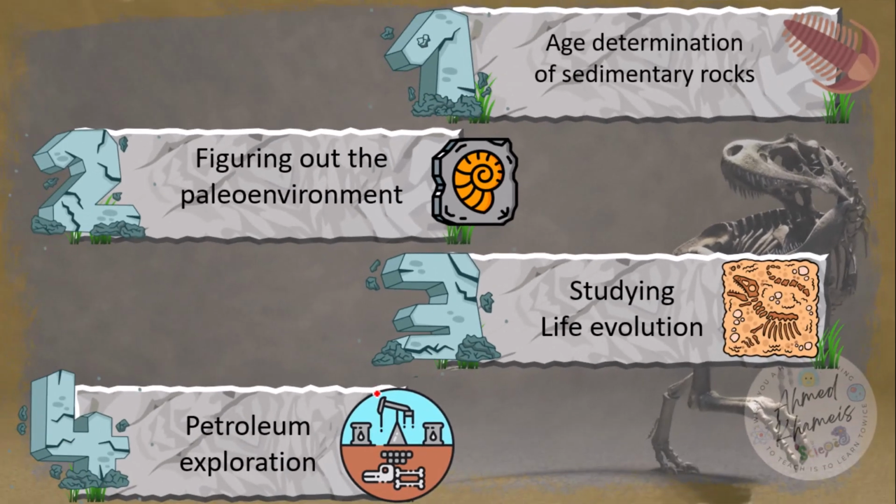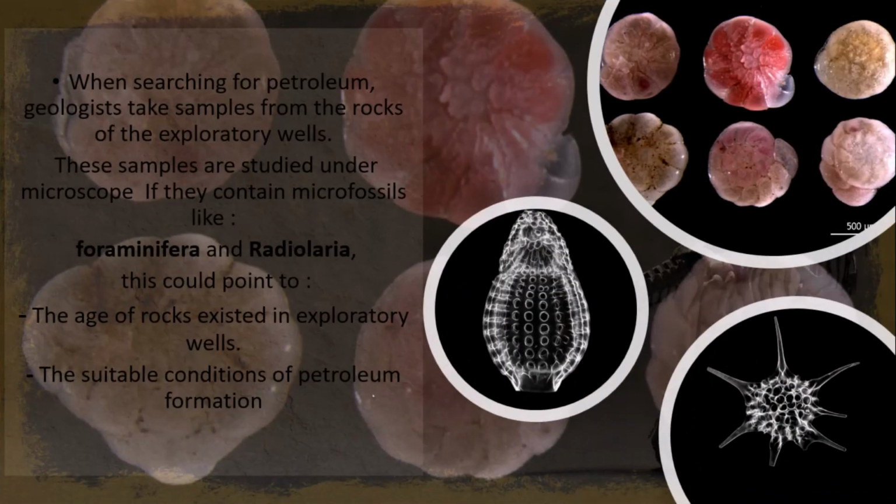And finally, petroleum exploration. When we search for petroleum, we take a sample of the sand and examine it, looking for two fossils, foraminifera and radiolaria. Those are the foraminifera and radiolaria, and they help us in determining the age of the rocks, and they indicate that this place has suitable conditions for petroleum formation.